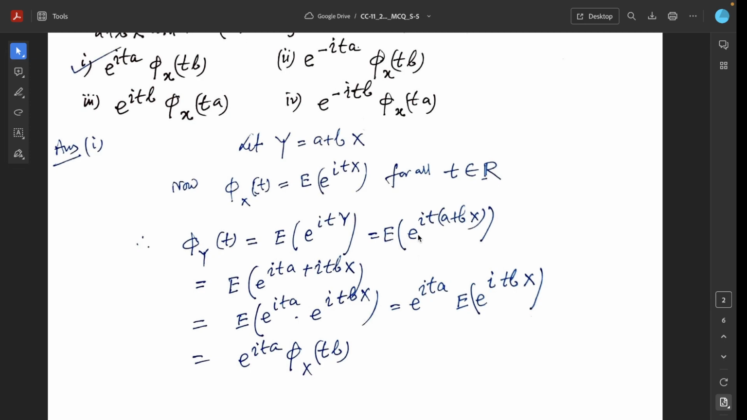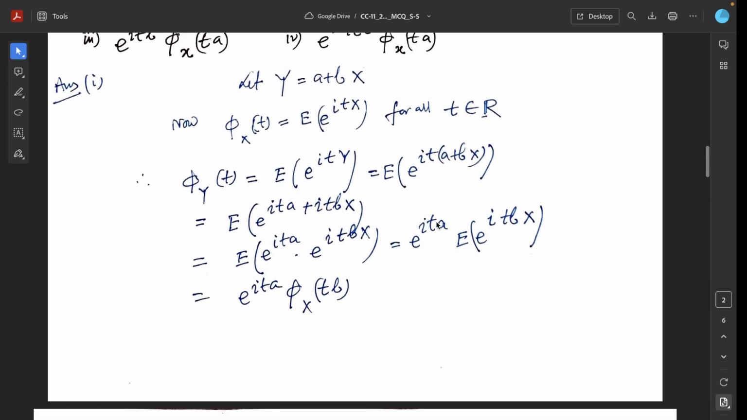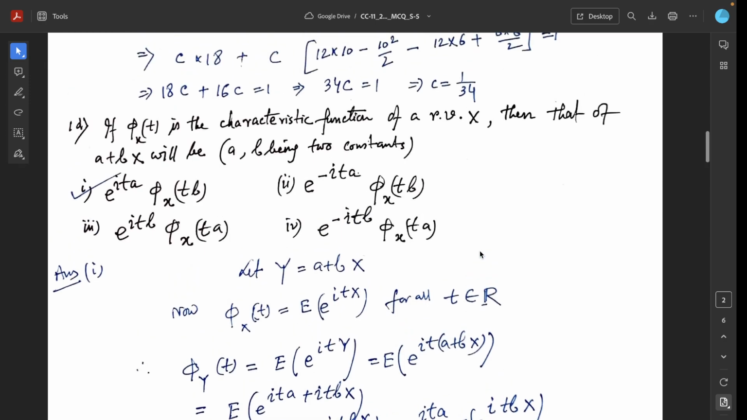This equals expectation of e to the power i t into a plus b x. So e to the power i t a plus i t b x. Here e to the power i t a is constant. So e to the power i t a into expectation of e to the power i t b x. So this is the characteristic function of x at tb, which equals phi of tb. So option 1 is the correct option.